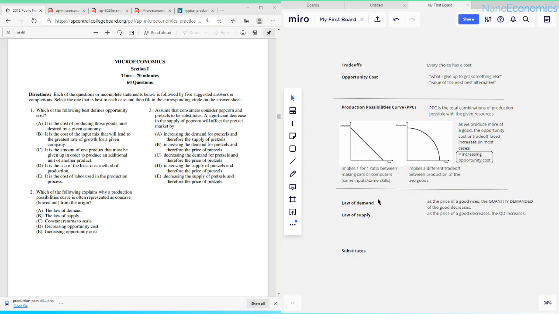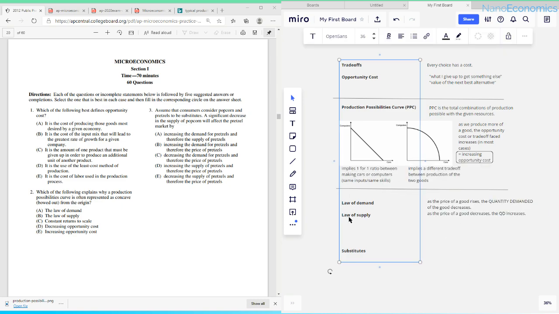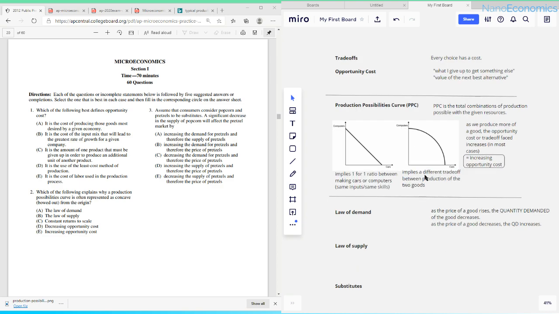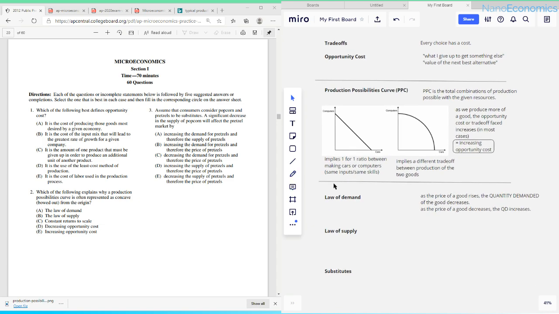So what we really can get to is the intuition of our demand curve. What the law of demand tells us is why the demand curve slopes downward.